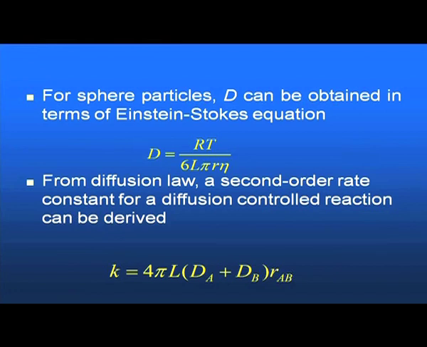Okay, and from diffusion law, the second order rate constant of a diffusion controlled reaction can be derived, that K is equal to 4 pi L (dA plus dB) times RAB. So this is a special type of reaction, and I will talk more about this diffusion controlled reaction maybe in the next lecture. But the thing is that this reaction is of great importance.